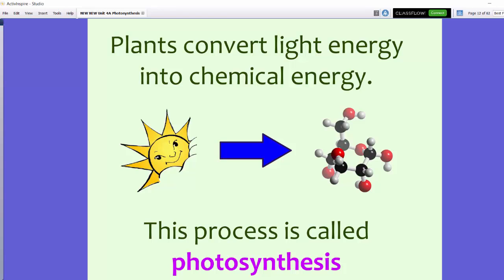So we know, because photosynthesis is taught earlier in grades, plants convert light energy into chemical energy. So this process is called photosynthesis. So that light energy from the sun eventually gets converted to chemical energy, and that's in your food.